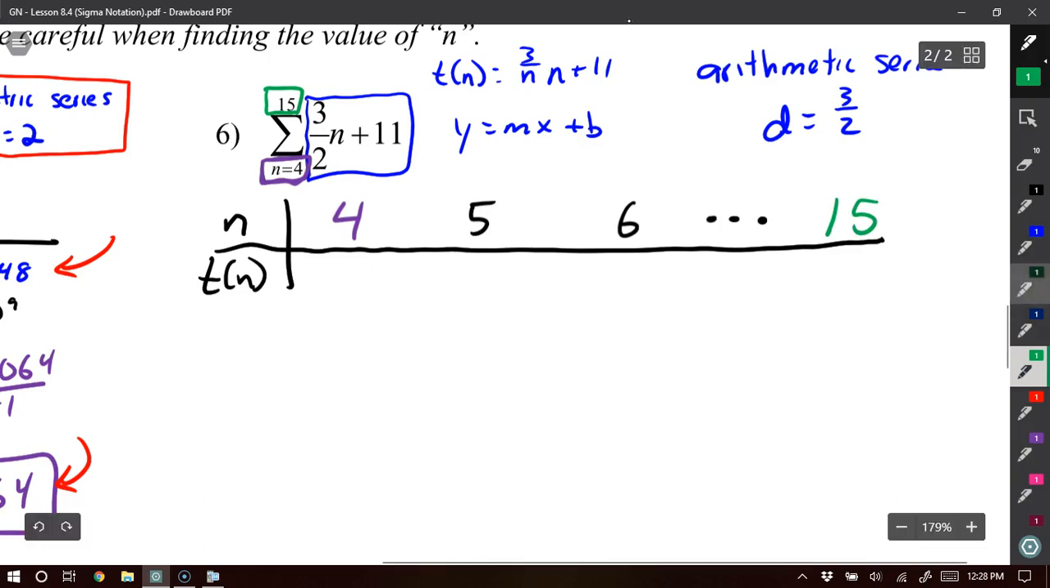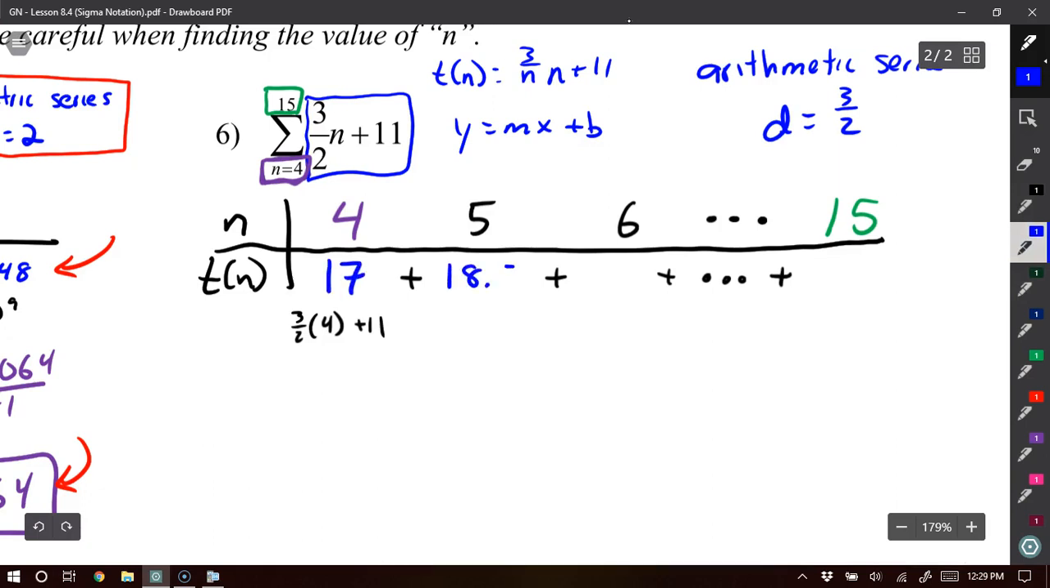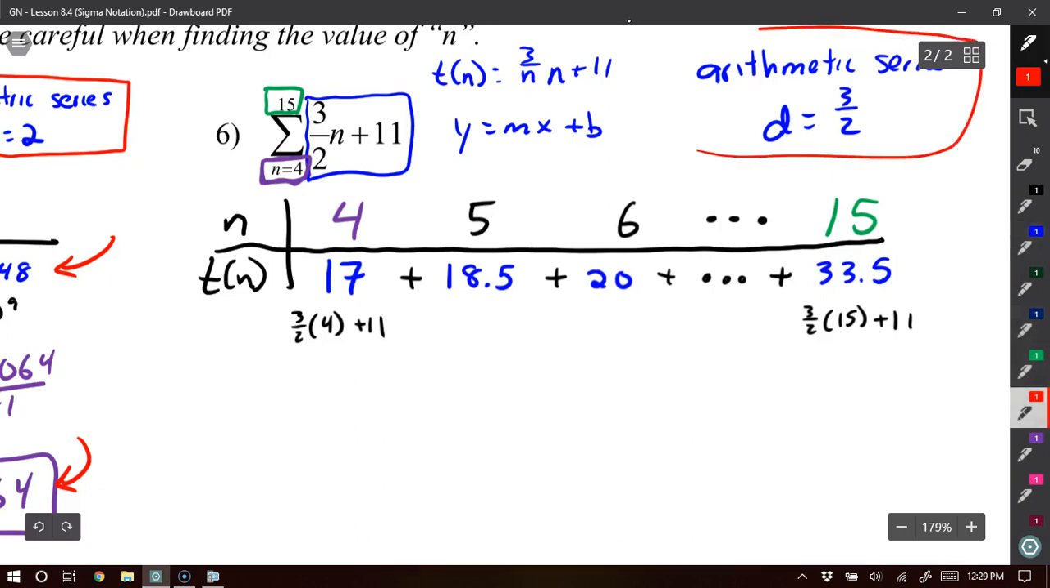So now I plug them in. Let's put plus signs in between, dot, dot, dot, because we're asked to list out the series. So I'm going to have 3 halves times 4 plus 11, and that's going to give me 17. Now 3/2 is 1.5, so that's not too bad to add each time to get the first few terms. To get that last term, I'm going to do 3/2 times 15 plus 11, and that's going to give me 33.5. And so we have our first part, what type. We then have write out the series.